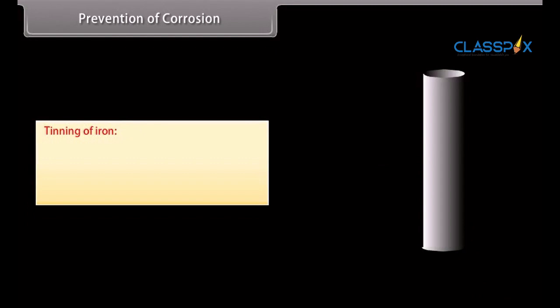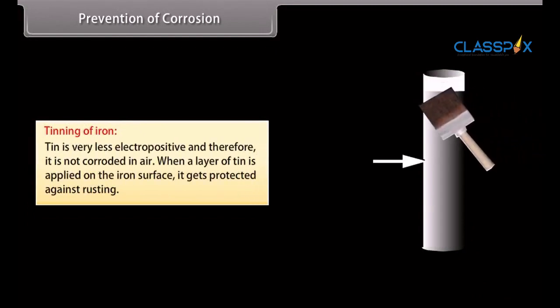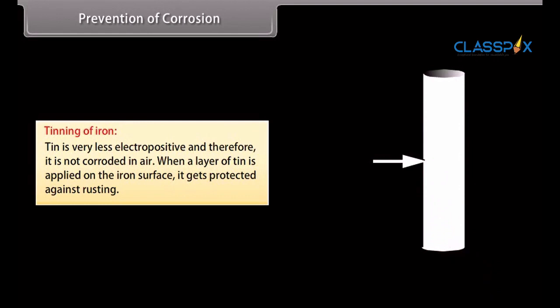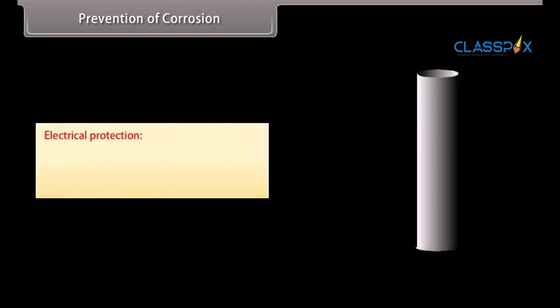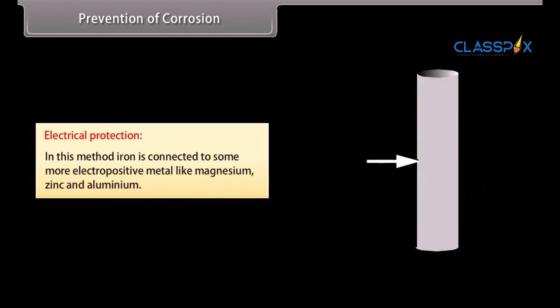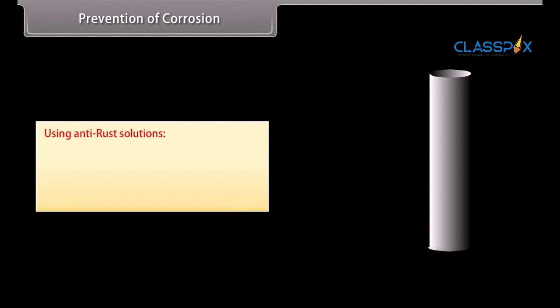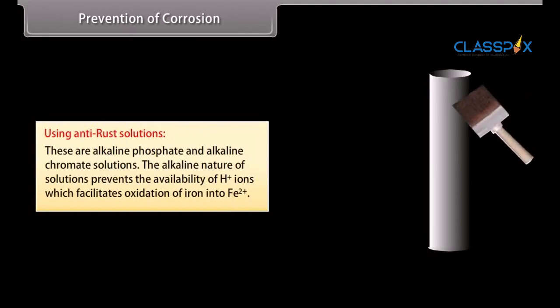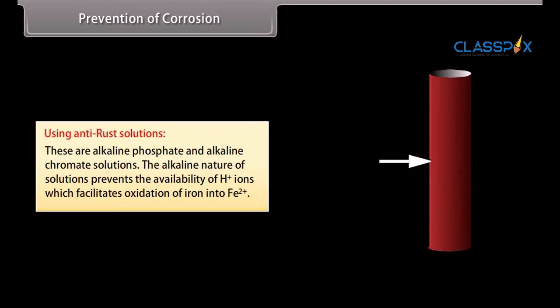Tinning of iron. Tin is very less electropositive and therefore it is not corroded in air. When a layer of tin is applied on the iron surface, it gets protected against rusting. Electrical protection. In this method, iron is connected to some more electropositive metal like magnesium, zinc and aluminium. Using anti-rust solutions. These are alkaline phosphate and alkaline chromate solutions. The alkaline nature of the solutions prevents the availability of H+ ions, which facilitates oxidation of iron into Fe2+.